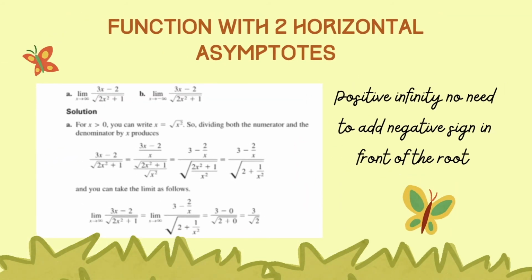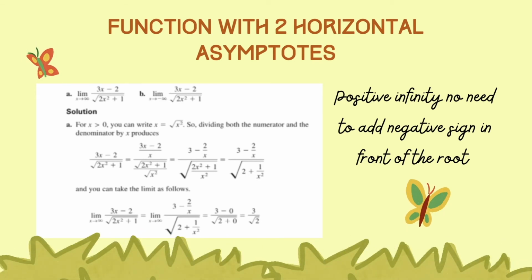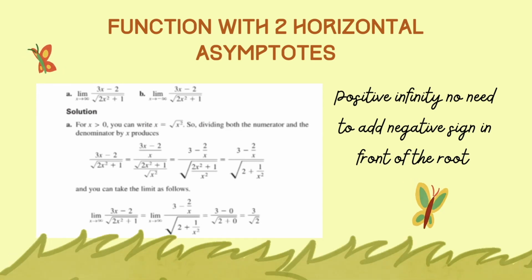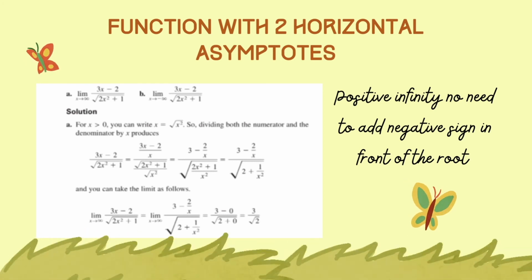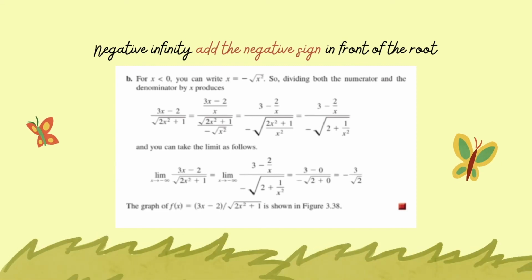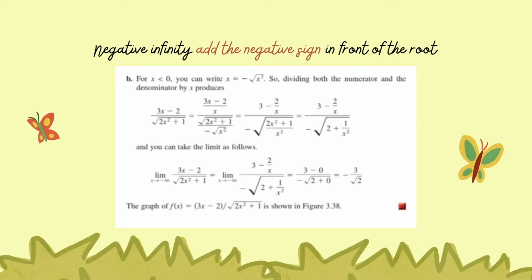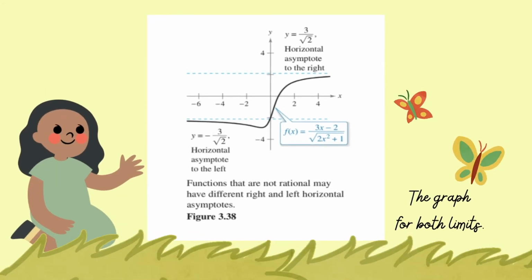So moving on to functions with two horizontal asymptotes. In this particular function, you'll see roots, and your x will be going towards positive or negative infinity. If it's positive infinity, you do not need to add a negative sign in front of the root. You can just solve it regularly by dividing the numerator and the denominator by x, like this example. But if it's negative infinity, you do need to put the negative sign in front of the root, then solve it regularly. And here's the graph.